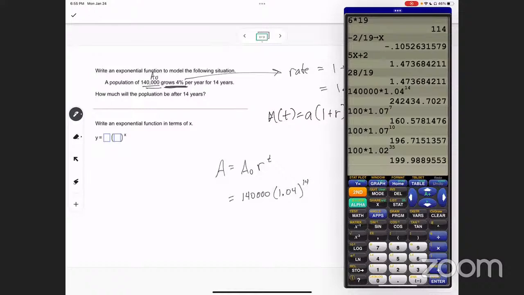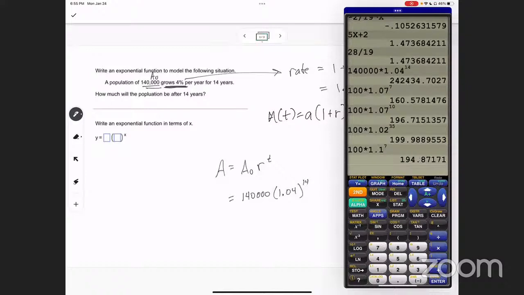So if your interest was 10%, then it should take how long? 7 years? You are so smart. Let's find out if it's true. Wow. That's pretty close.